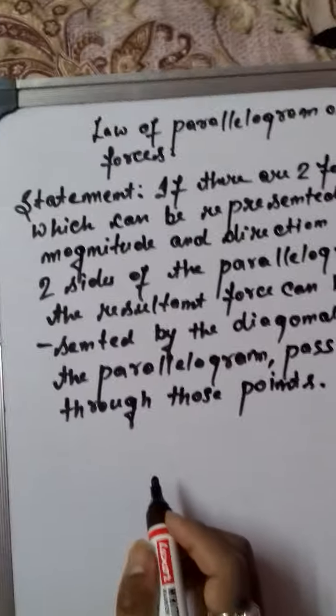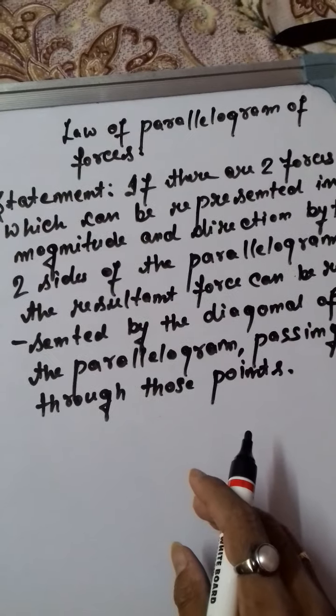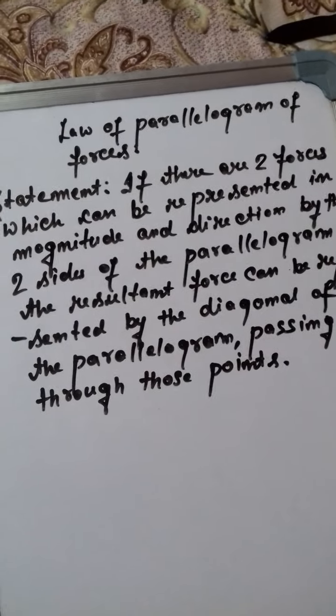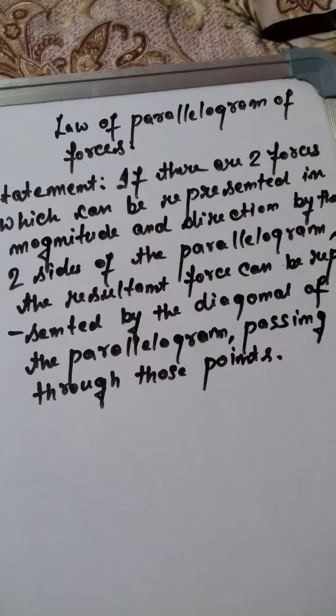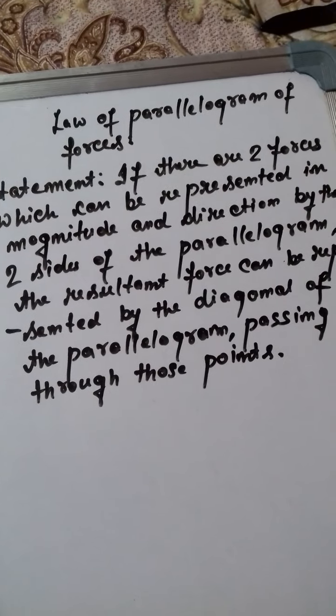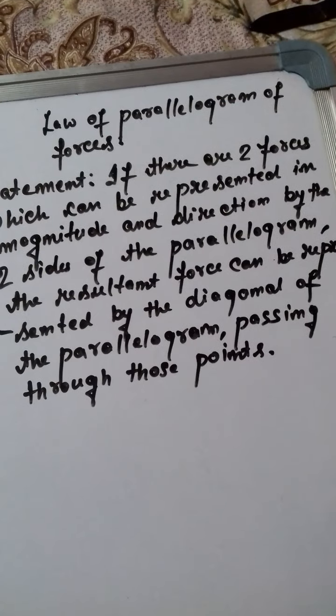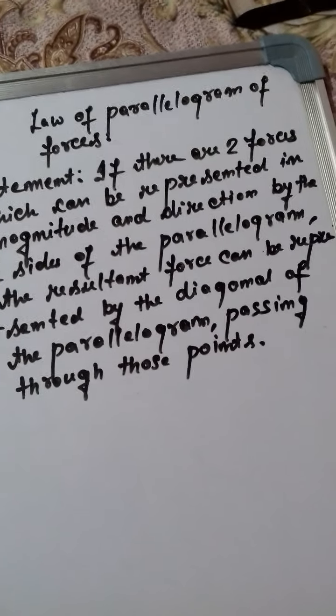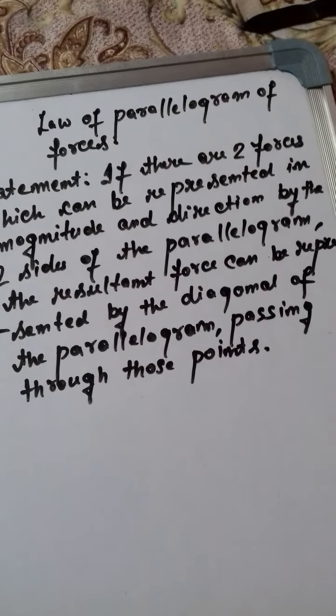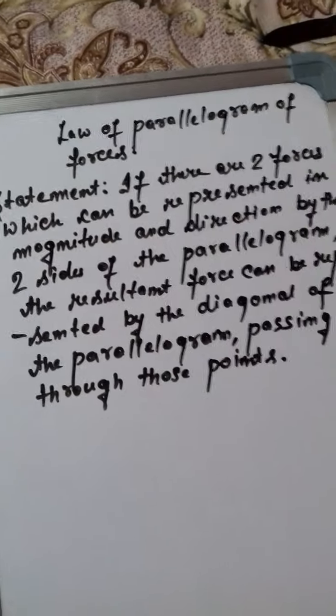Okay, so it is very simple. If there are two forces which can be represented in magnitude and direction by the two sides of the parallelogram, the resultant force can be represented by the diagonal of the parallelogram passing through those points. Okay, now let us see how we can derive the formula.